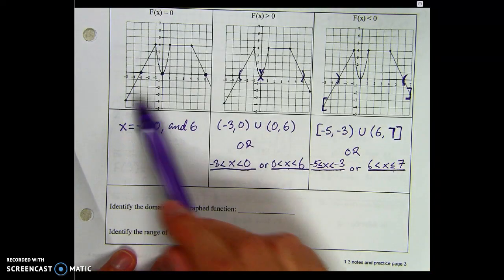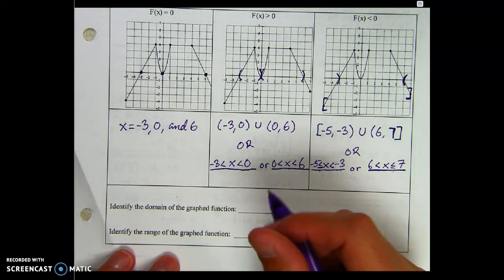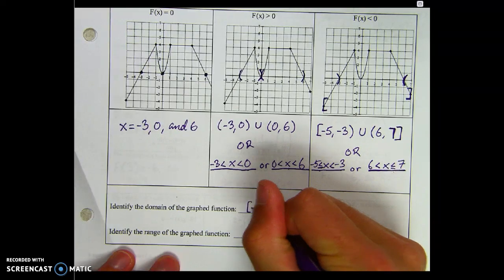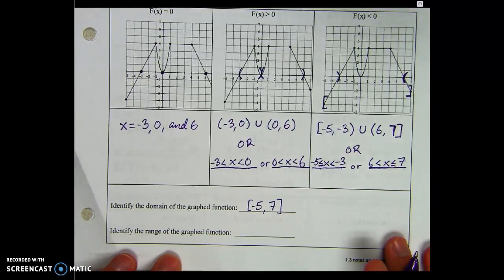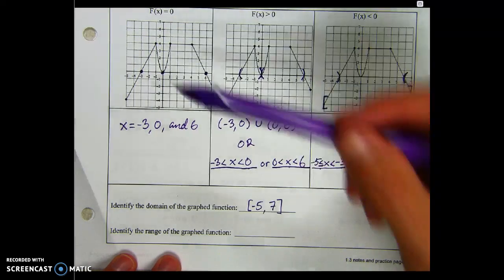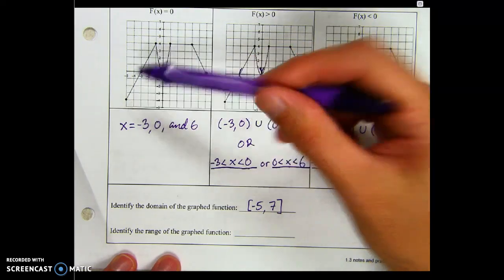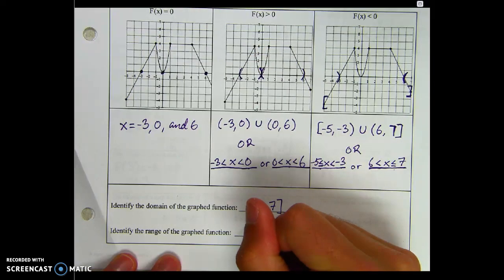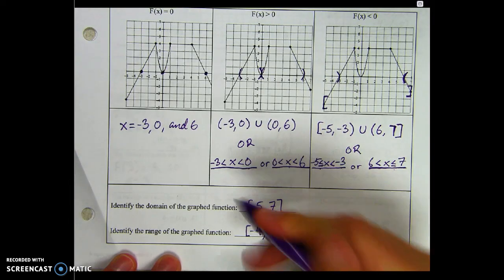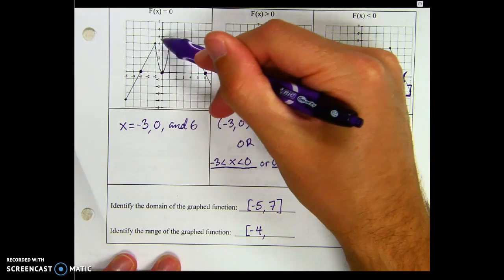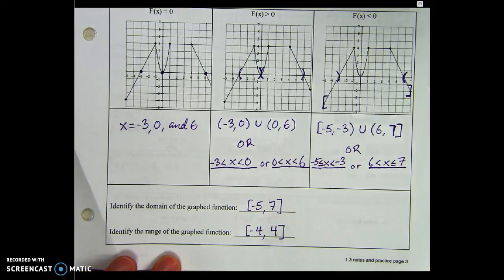So we go from -5 to 7. And that's going to be a closed interval because we are including both of those points in the domain. So -5 to 7 is the domain of the function. Similarly, the range just means that we need to look at all of the y values being covered. So we actually start down here at my minimum point, y value, I should say, of -4, and we go all the way up to a maximum of +4. All right, and that's domain and range.